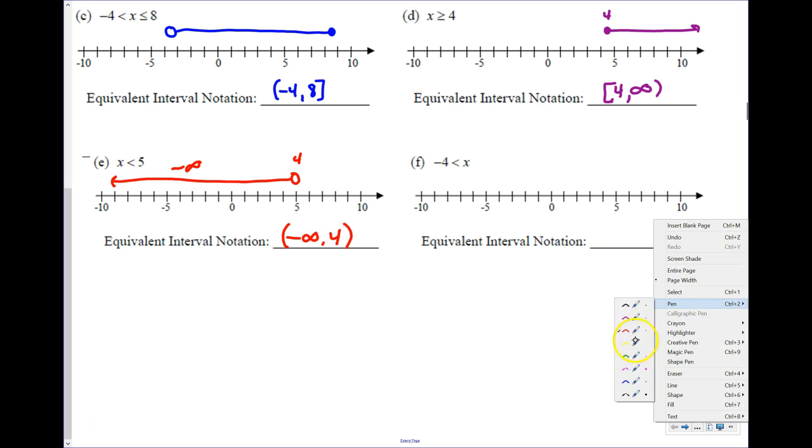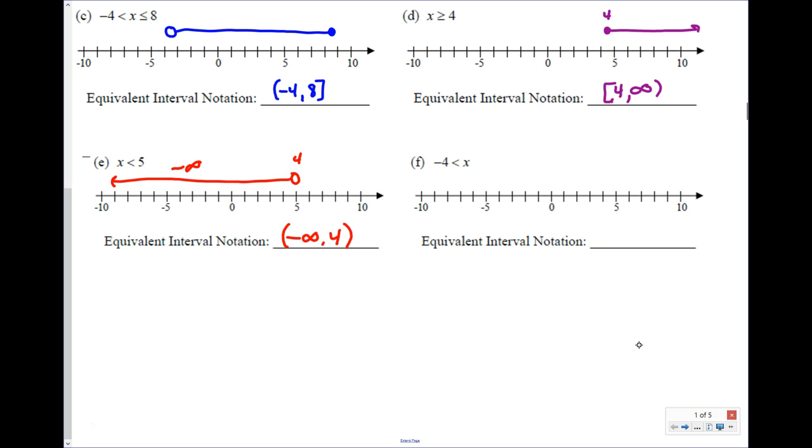Letter F, last one. Negative 4 is less than x. Now I always want to rewrite it so my variable's on the left side of the inequality, so I'm just going to flip the whole inequality around. So I put the x on the other side, I flip my inequality symbol to a greater than sign, and then I put the negative 4 at the end. Now I can graph this. X is greater than negative 4. I have an open circle, and it's going to the right. So my lowest value is negative 4 to the left, and my highest value is positive infinity.